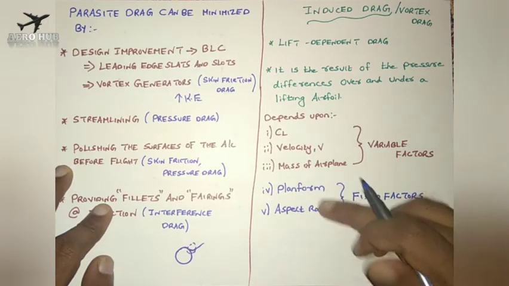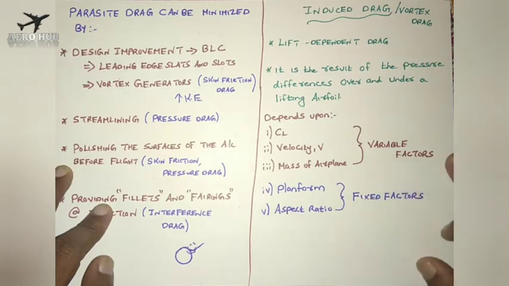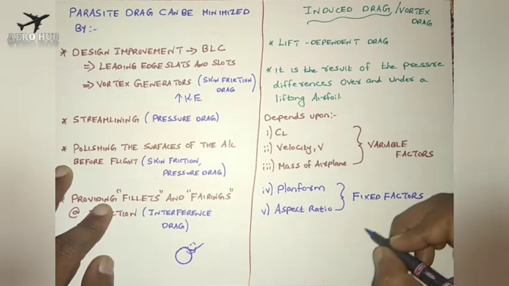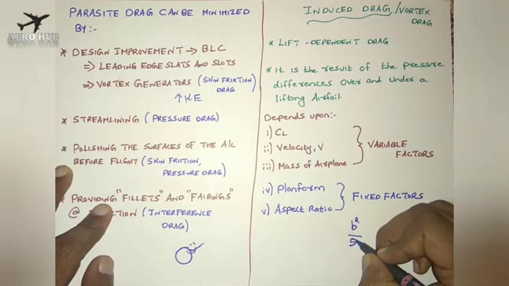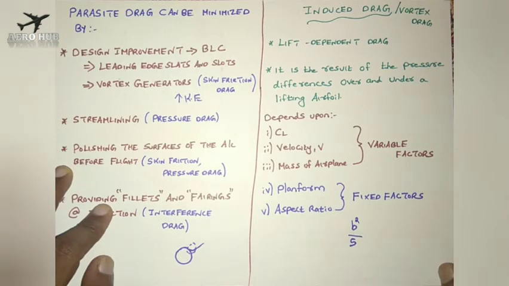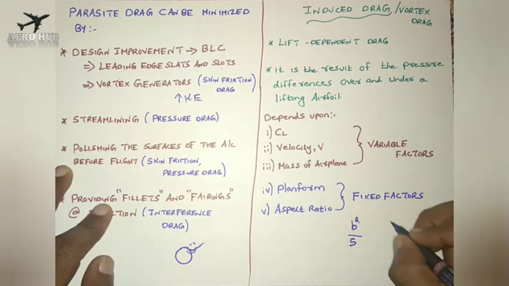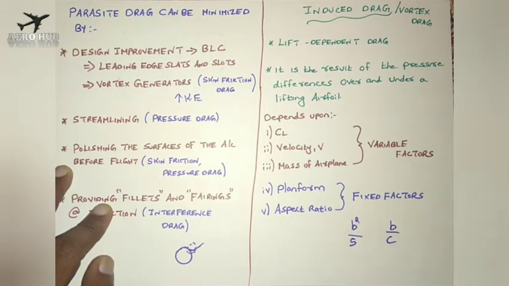Then we have two fixed factors. One is the planform, the second is the aspect ratio. Planform is nothing but the shape of the wing. Aspect ratio is the ratio of span to chord, or B squared by S, where B is the wingspan and S is the wing area. This is B by C for a rectangular wing. Now we will see how this induced drag is created and how we can reduce the effect of induced drag.